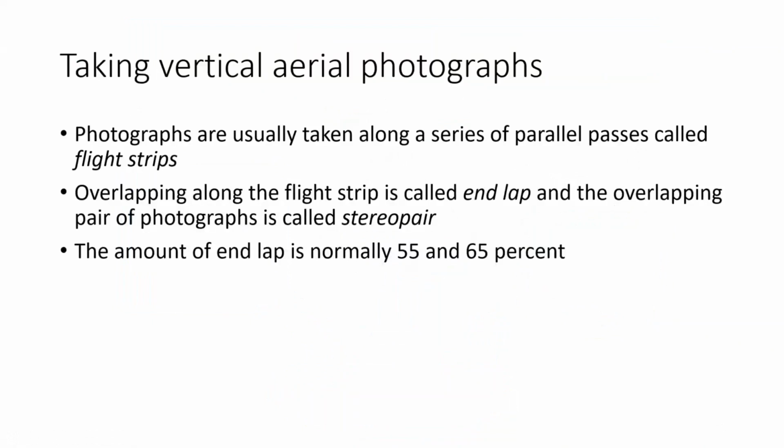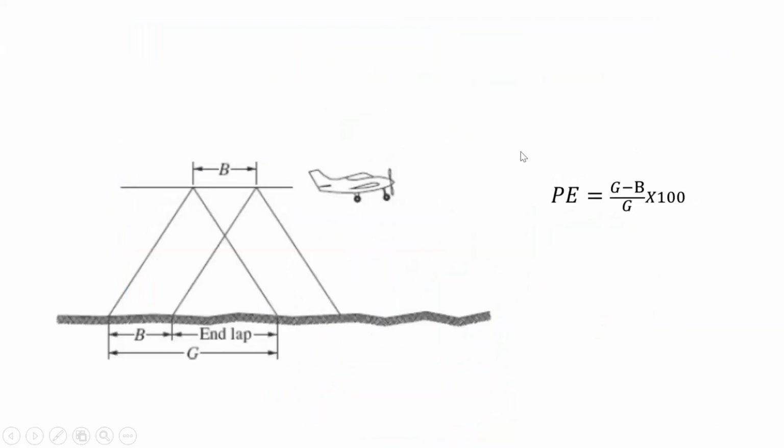Taking aerial photographs: photographs are usually taken along a series of parallel passes, called flight strips. I'll show you. See, the aircraft is moving like this, and B is the distance between two exposure stations. An exposure station is where a photograph is taken at this position, and the next photograph is taken at the next position. G is the width of the area which is covered on the ground by the photograph when the camera moves to the next position.